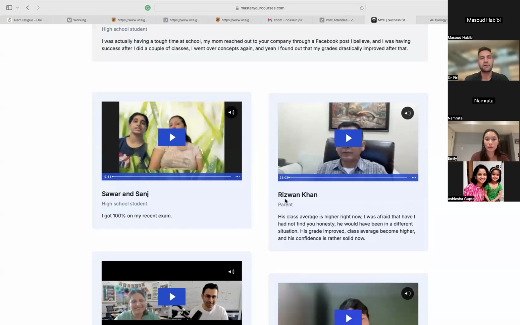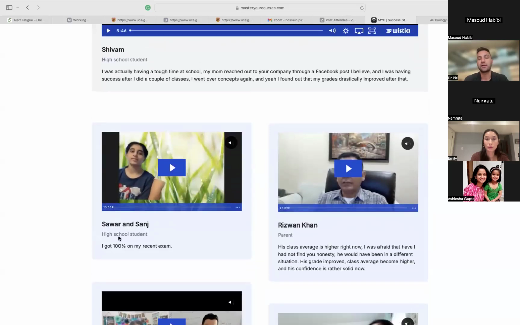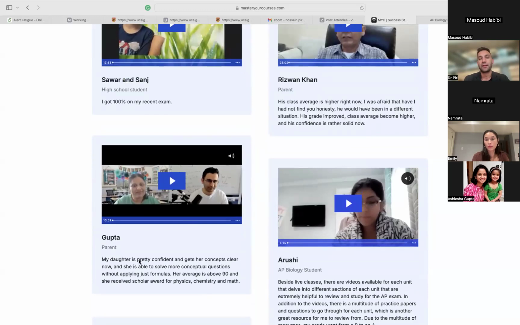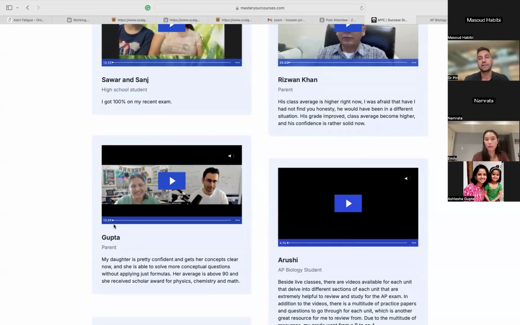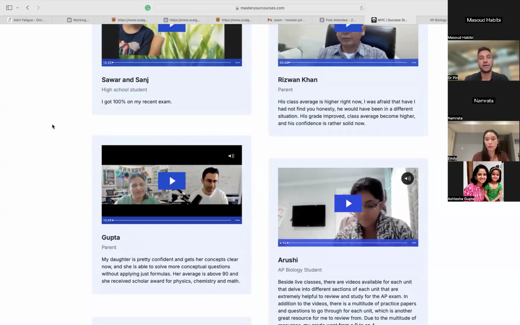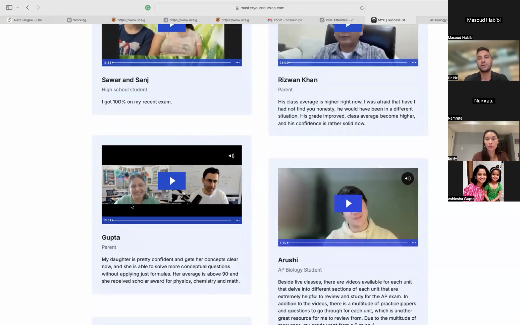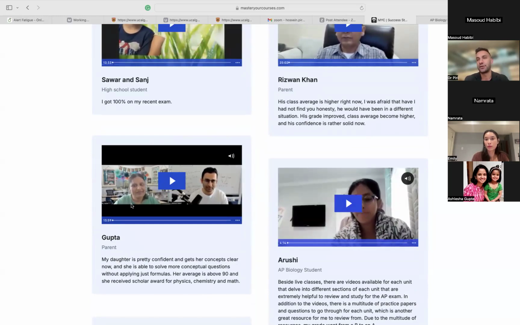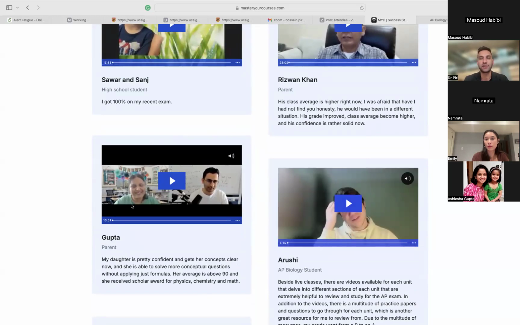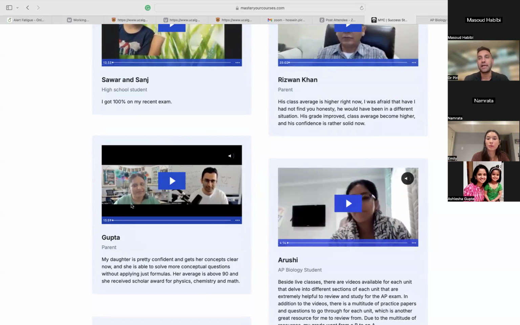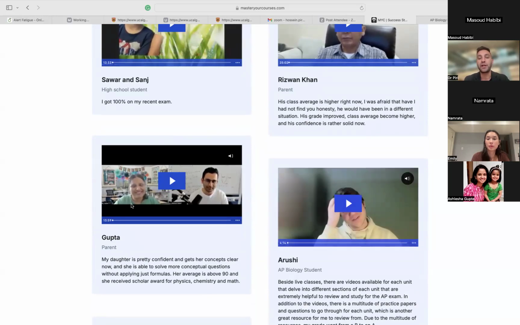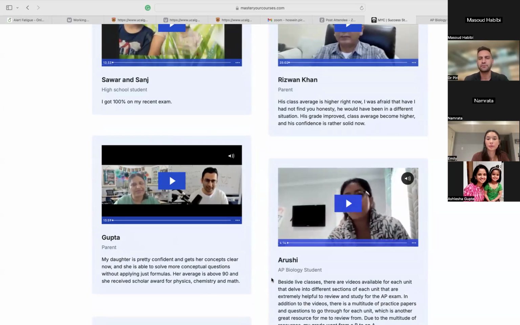Here I have another example, Sawar and Sanj. This is quite interesting. They were twins who joined our program, and guess what happened? Both of them got full mark on their AP. Gupta, this is going to surprise you. When the student joined us, she was only 14 years old. Imagine a 14-year-old joining us, but they could still take the exam, and they also got a full mark on the AP.